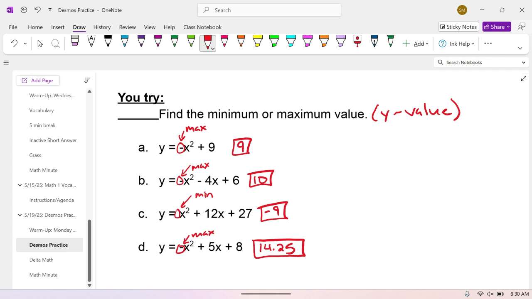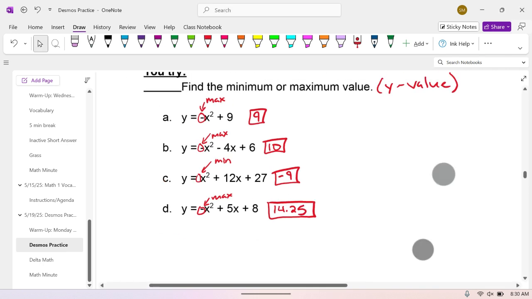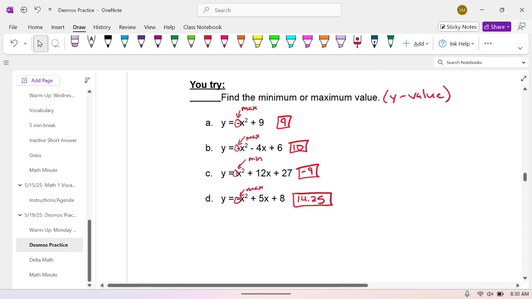14.25. So if you put the whole point, that's fine. But just remember, if it just asks you for the minimum or max value, they want specifically the Y value because that's the highest value on the graph. All right. We're almost done, guys.